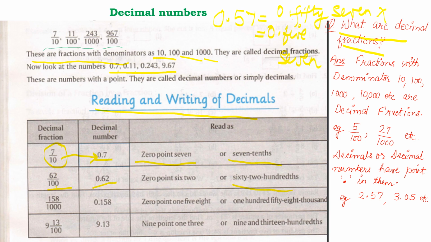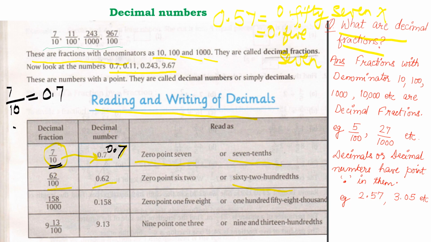Now you must be wondering how 7 by 10 is written as 0.7. The trick here is to write the number first. So we have a 7, write 7. Then in the denominator, how many zeros are there? Just one zero. So before this one digit, put a decimal. And since no digit is before the decimal, you can put a 0 here. So 7 by 10 will be written as 0.7.